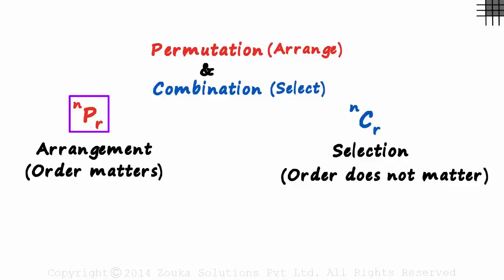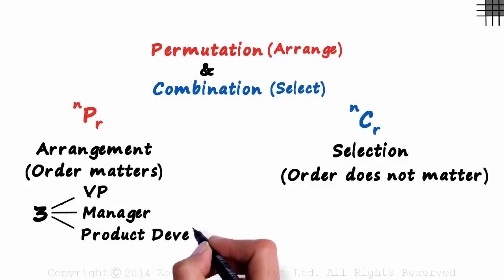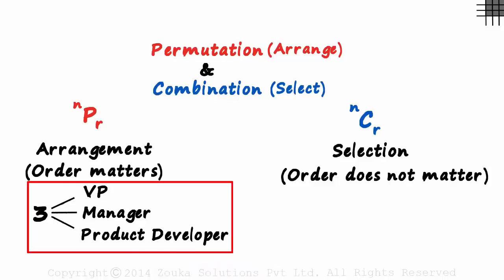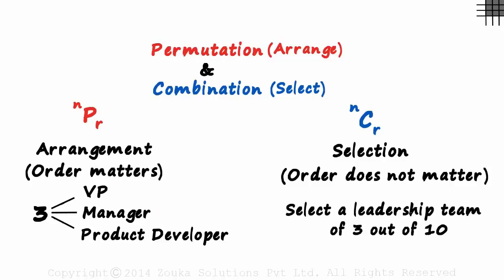Let me give you a permutation example. Assume we have to pick a team of 3 people out of the available 10. One of them will be chosen as a vice president, another as a manager, and another as a product developer. This is a classic case of permutation. The order matters. If we select A, B, and C, then it can be a case of VP, manager, product developer. Or maybe A is chosen as a product developer, B as vice president, and C as a manager. Each case is different.